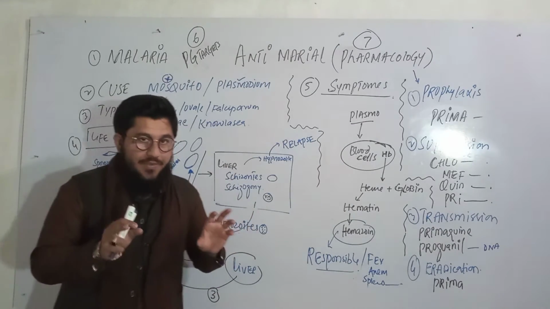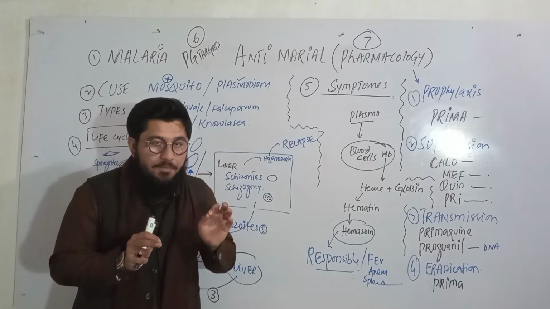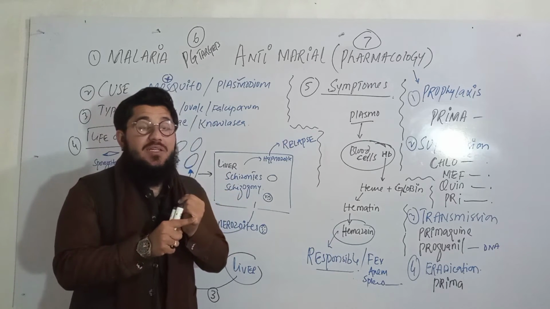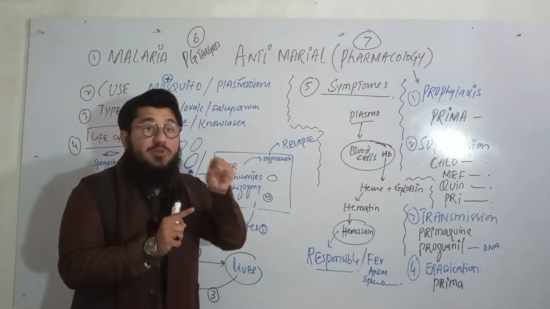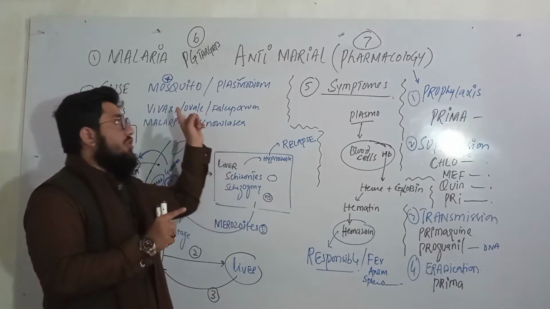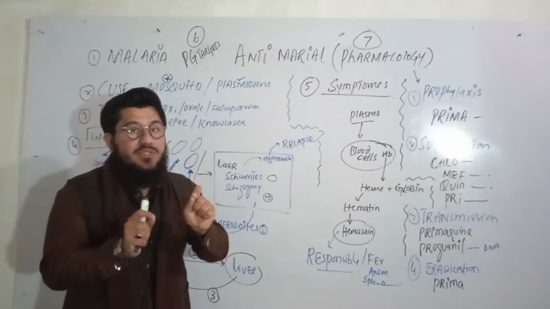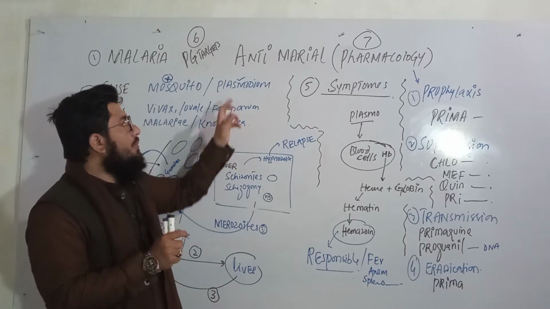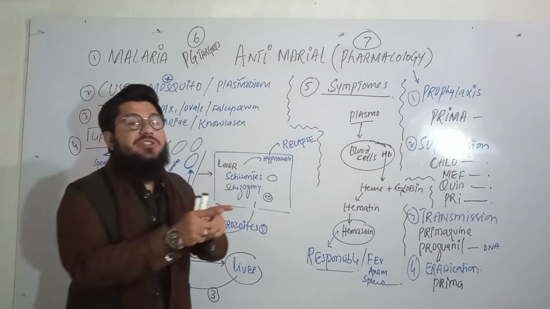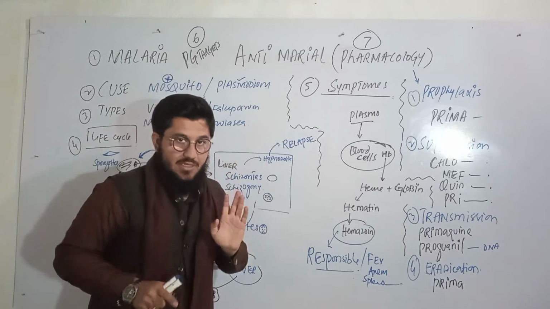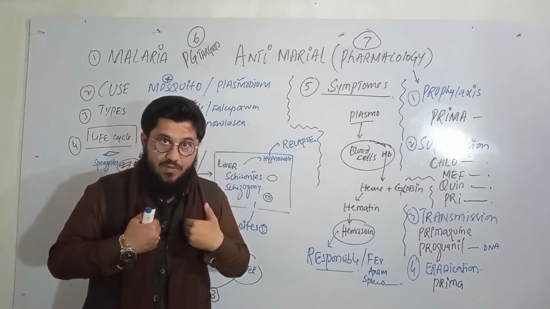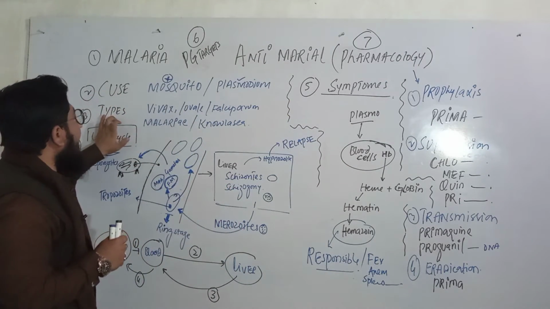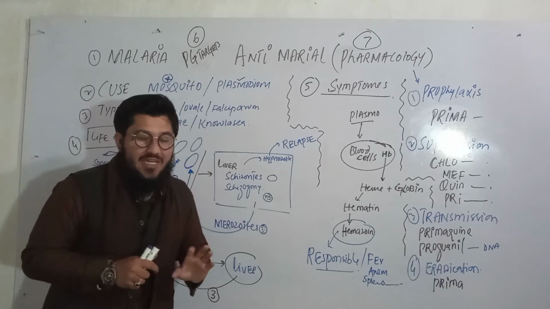In short, now what is the cause of malaria? The cause of malaria is plasmodium, and the car which plasmodium uses is the mosquito. So in biological terms, we call this mosquito a vector, which is helping plasmodium to reach a particular place. That is us, the human beings.